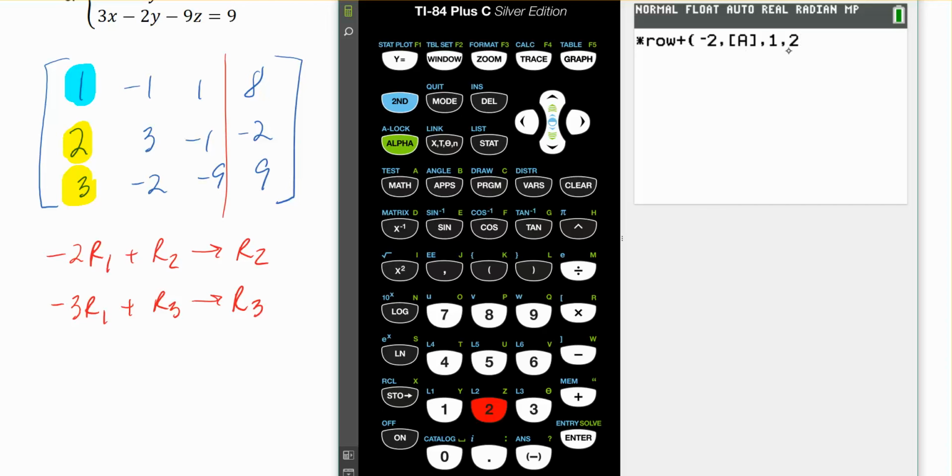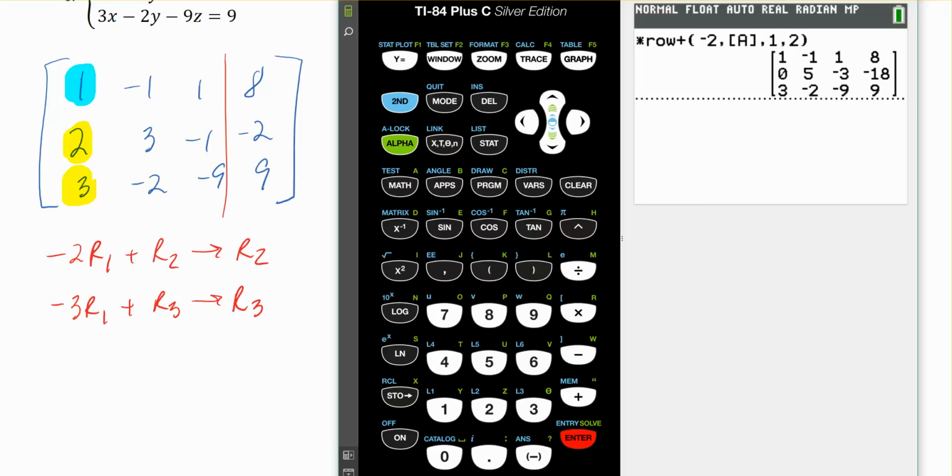So in this string of commands, I'm telling the calculator to multiply negative 2 on row number 1 in matrix A and add that to row number 2. When I hit enter, you'll see that it brings up a new matrix here on my screen. And what it did is it multiplied negative 2 times row number 1, added it to row number 2, and we ended up with a new row 2 here.